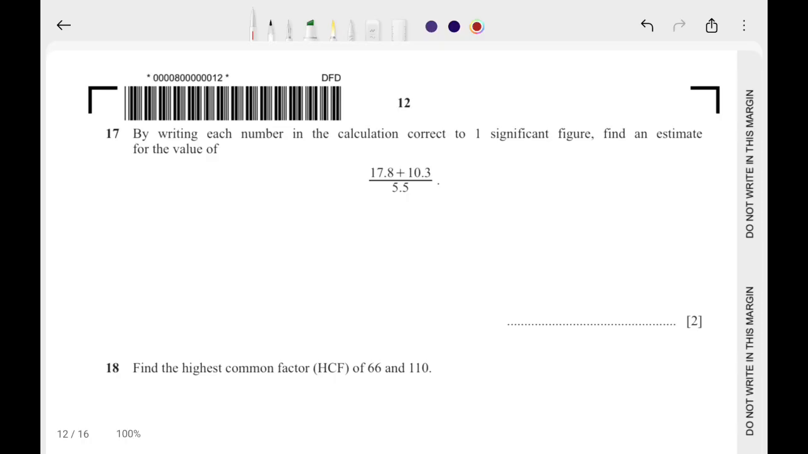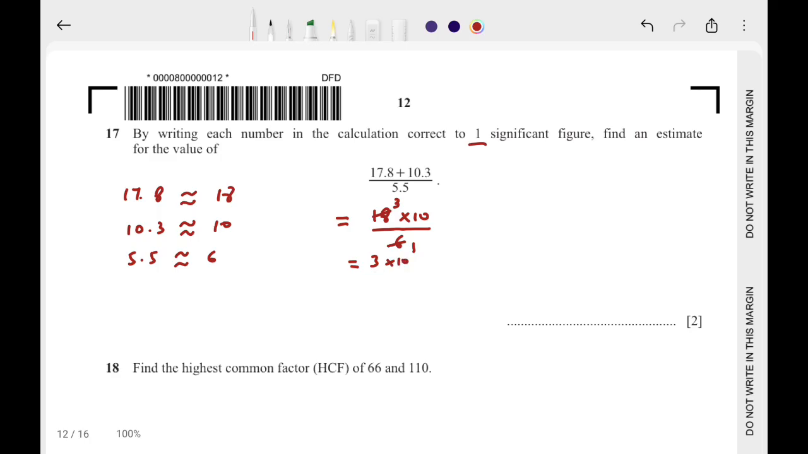Next question. By writing each number in the calculation correct to one significant figure, find an estimate for the value. So 17.8 correct to one significant figure will be 18. 10.3 is equal to 10 and 5.5 will be equal to 6. So we'll make changes accordingly: 18 times 10 divided by 6. So 6 times 3 is 18, and 3 times 10 divided by 1 is equal to 30. The final answer would be 30.